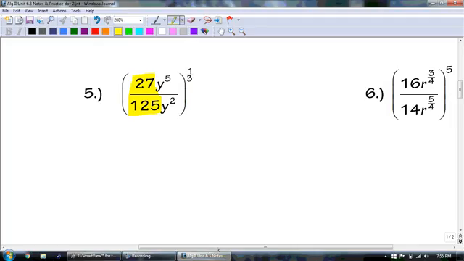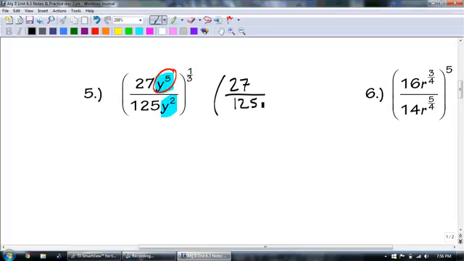Okay, so I know I can't do that, but look at your variables. Y to the 5th and y to the 2nd, it's the same variable. Now, who wins, the top or the bottom? Yeah, the top wins. So my next step is we have 27 over 125, and then 5 minus 2 is 3. But I still have the 1/3.